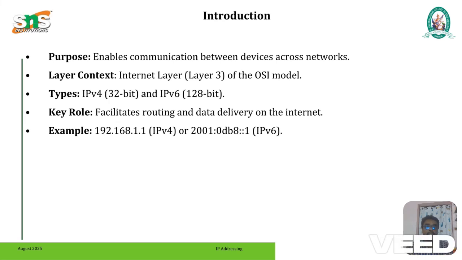IP addresses come in two forms, that is IPv4 and IPv6. IPv4 uses 32-bit addressing, whereas IPv6 uses 128-bit addressing. The role of both types of IP addresses is to facilitate routing and make sure that data is delivered on the internet. Here we display an example of an IPv4 and an IPv6 address. IPv4 uses decimal format, that is the numbers from 0 to 9, whereas IPv6 uses hexadecimal format. So it combines decimal digits and the alphabets used in hexadecimal format.